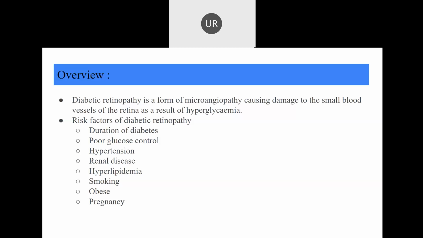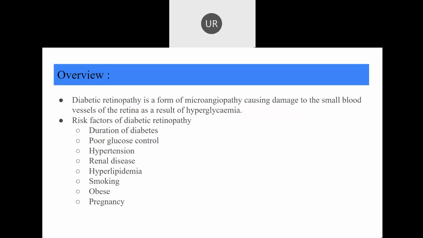The risk factor for a person to develop diabetic retinopathy is the duration of diabetes. For example, those who have diabetes type 1 are more prone to get diabetic retinopathy. But diabetes type 2 is asymptomatic, and during the onset it is usually not detected. So it will be detected later. So the duration of diabetes is really important when tracking the patient to know the risk of developing diabetic retinopathy. And also poor control of the glucose level in a patient.